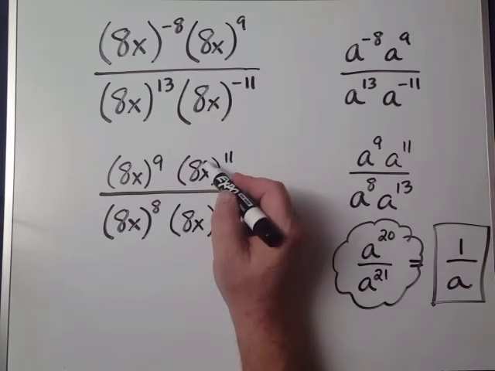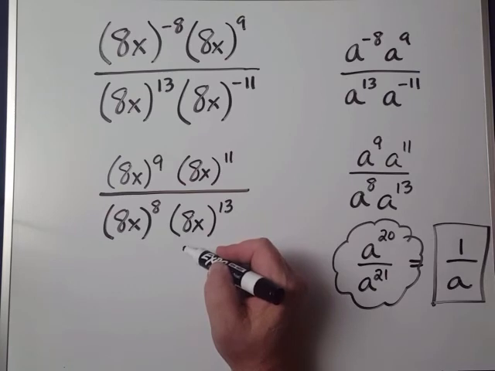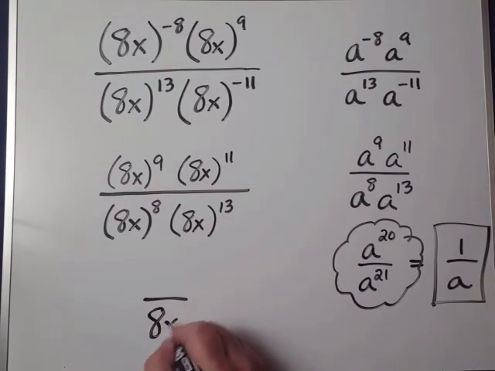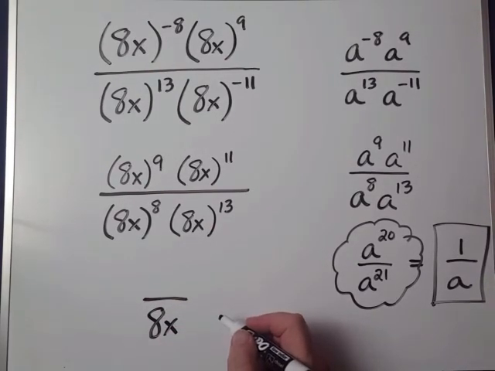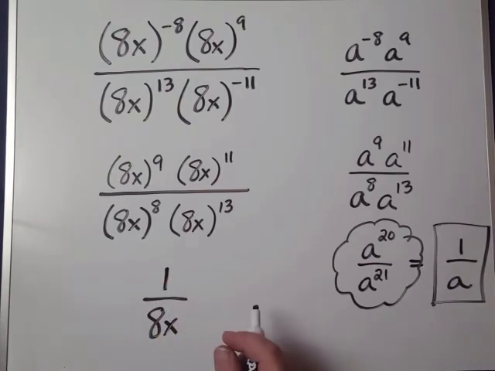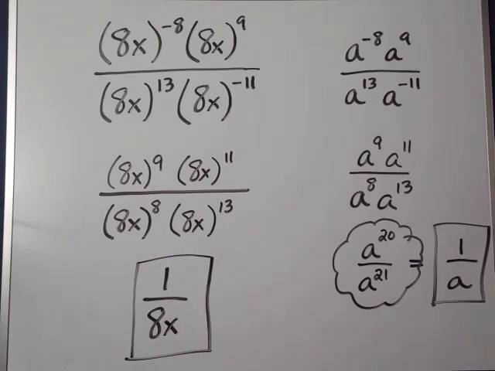If there's 20 of those in the top and 21 of them in the bottom, when you're done canceling, how many will survive and where? A single 8x will survive in the denominator, leaving a 1 behind in the numerator, that multiplicative nothing. I no longer need parentheses because raised to the first power is just itself. And there it is.